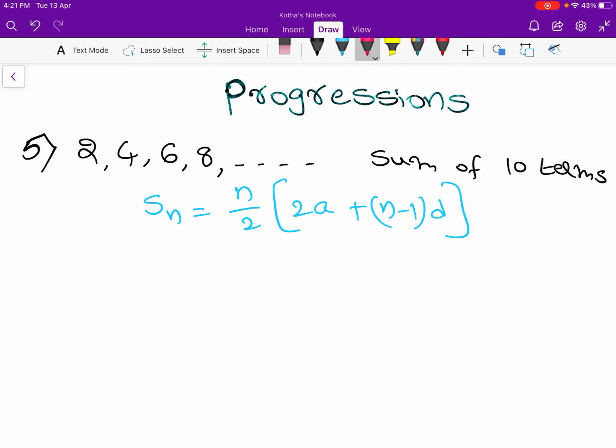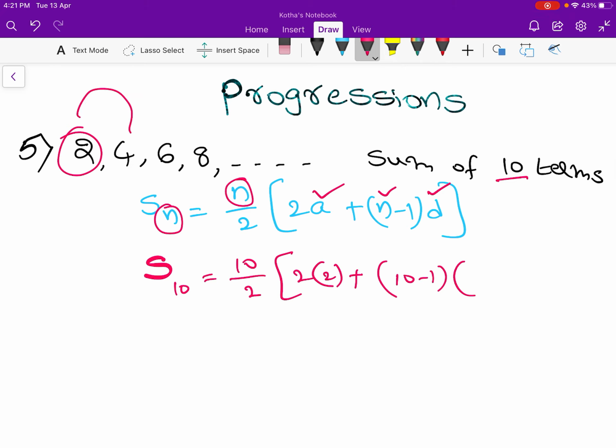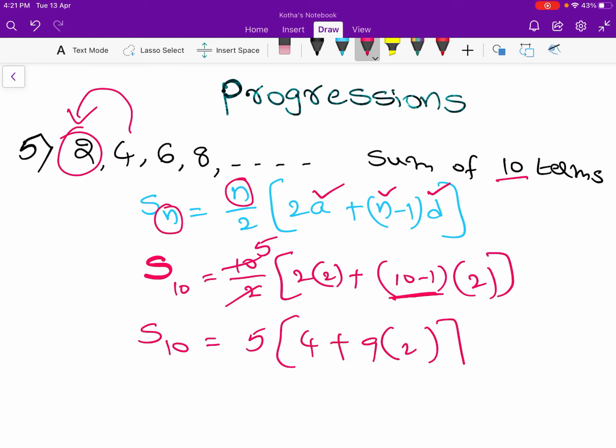So let us substitute one by one here. n is nothing but how many terms he is asking. He is asking for 10 terms. So S10 equals, again n is there, 10 by 2 into 2 into a, the first term, that is 2, plus 10 minus 1 into d, the common difference, second term minus first term, 4 minus 2, which is 2. So we get S10 equals 2 ones are 2, 5 times 2 twos are 4 plus 10 minus 1, 9 into 2.